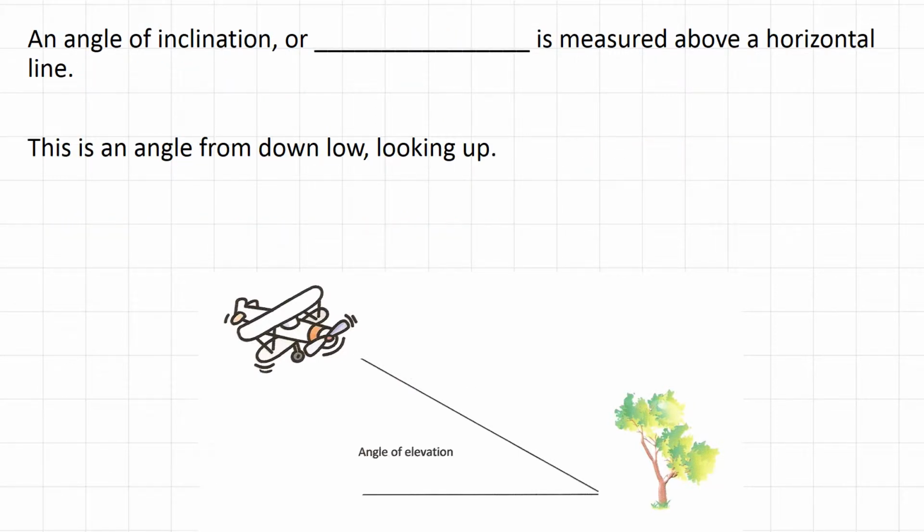An angle of inclination is the opposite. We sometimes call an angle of inclination an angle of elevation. Both mean the same thing. This is an angle that's measured above a horizontal line. So you'd be down low and then making a measurement up towards some landmark. If you were down here at the tree and you were looking up at an airplane, you would measure an angle of elevation or an angle of inclination up to where the airplane is.